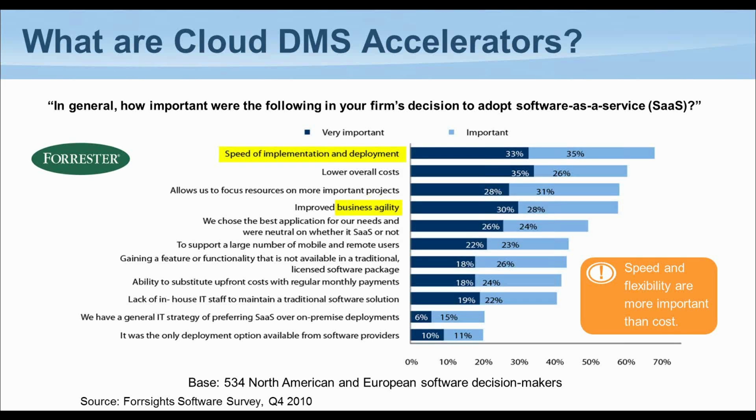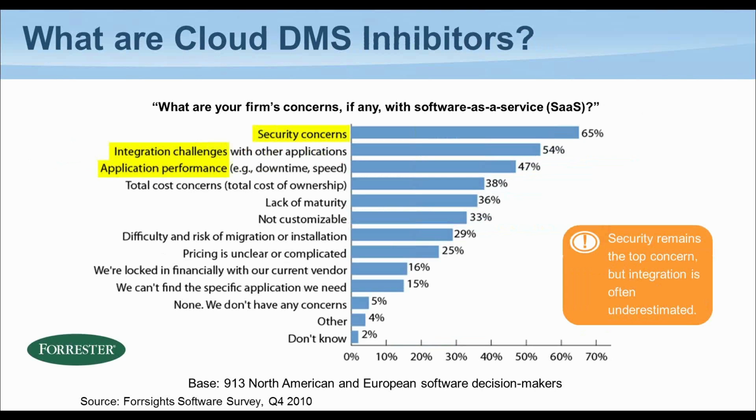On the other hand, what are the inhibitors? The advantages are clear, but why do companies still hesitate to use the cloud for their application? And as you can see in this analysis by Forrester, the major reason today still is security. There are still security concerns, so companies hesitate because they are not sure where the data is stored, where the data is physically persisted.